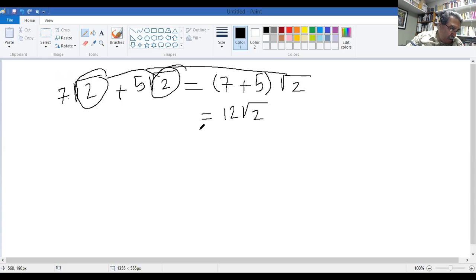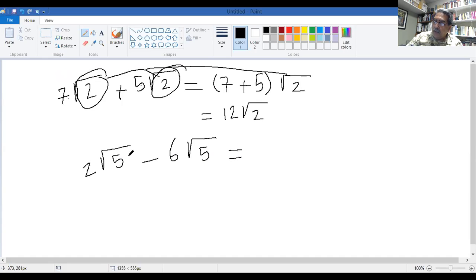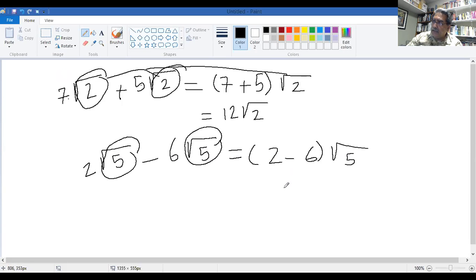Let's do number B. We have 2 square root of 5 minus 6 square root of 5. Again, you factor this: we have a parenthesis, square root of 5, then 2 minus 6. 2 minus 6 is minus 4, square root of 5. Same thing, it keeps going on.